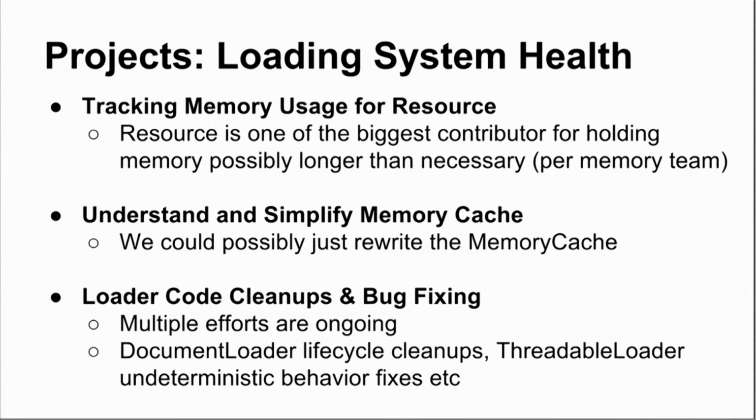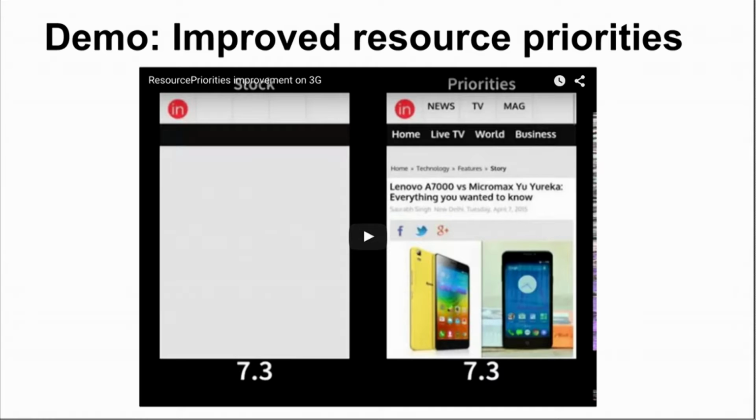And the loading system health. Recently, we just started an investigation into tracking memory usage for resources, because if you heard today's talk about memory reduction, resources seem to be one of the biggest contributors for holding memory in Blink. So we are trying to investigate that. And we're also thinking about re-implementing memory cache, because it seems to be more complex than necessary. Anyway, we also have a bunch of plans for cleanups and bug fixing. I have them, but I don't have time. But probably you could imagine, and more should be coming. But anyway, please join.